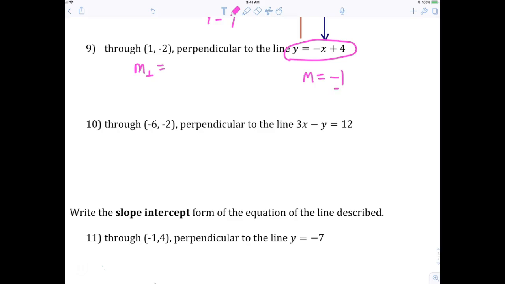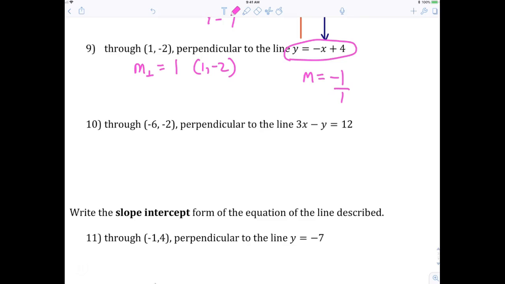Now that also can be written as negative 1 over 1. Since I'm asking for the perpendicular, I have to do the what? Reciprocal. Well, the reciprocal of 1 is just what? 1. Now, they're opposite signs. So is this slope going to be positive or negative? Positive 1. And it passes through what point? It passes through the point 1, negative 2. Did I get that?